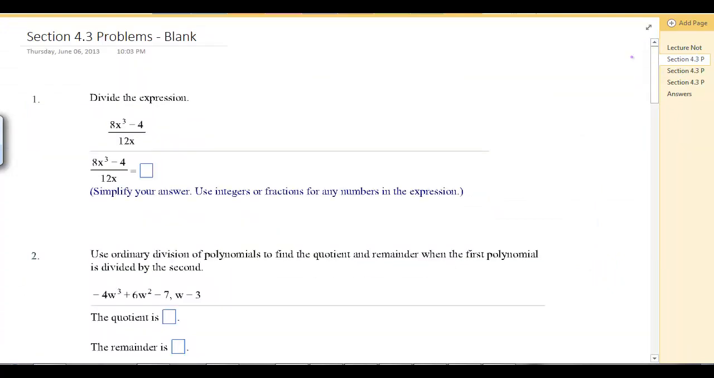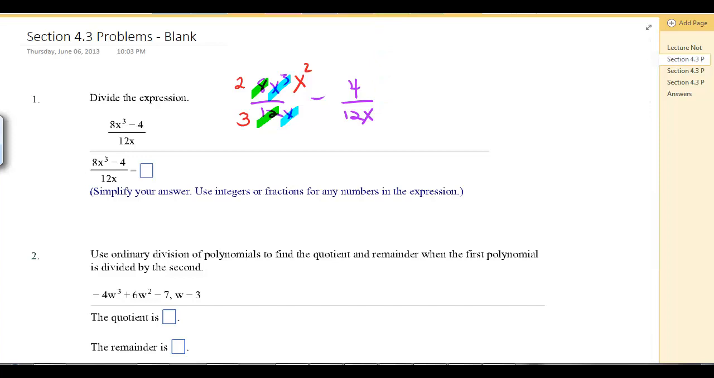All right, divide the expression. And this is like that one that we had where we were dividing by a monomial. So over here we could have 8x cubed over 12x minus 4 over 12x. We're going to simplify each part. 4 goes into 8 and 4 goes into 12. It goes into 8 2 times, goes into 12 3 times. x goes into x cubed x times. So we have x squared. So we have that up there.